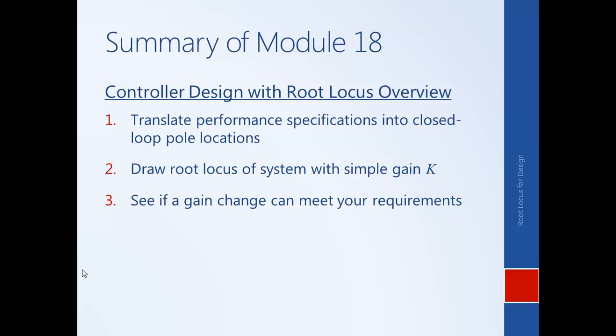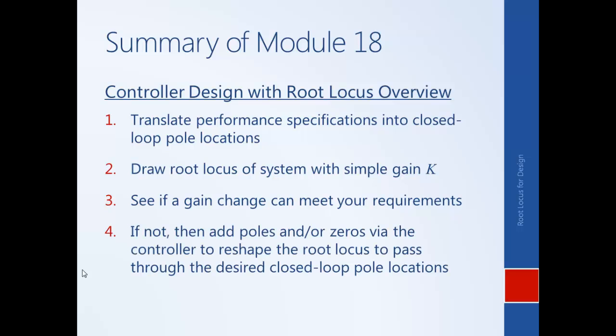In other words, we see, is there a value of K that puts the root locus in the desired region, that puts the closed loop poles in the desired region? If yes, then we're done. If not, then we try a more complicated controller. We try to add poles and or zeros in order to reshape the root locus to bend it into the desired region. We learned some basic guidelines that zeros tend to pull the root locus to the left, poles tend to pull the root locus to the right, and placing a pole near a zero or a zero near a pole tends to cancel out the effect of those poles and zeros.